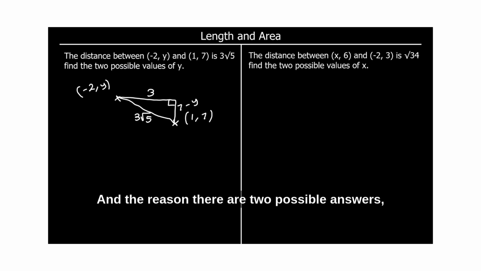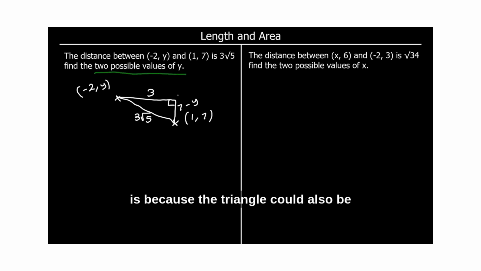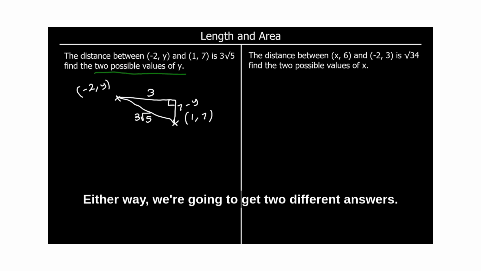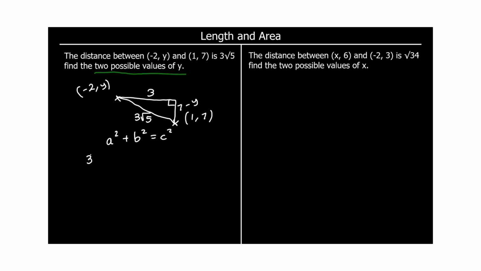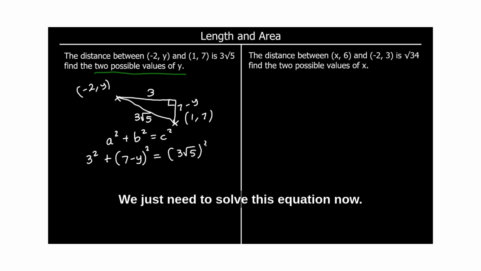And the reason there are 2 possible answers is because the triangle could also be up here and still have the same distance. So y take away 7 or 7 take away y. Either way, we're going to get 2 different answers. Pythagoras is a squared plus b squared equals c squared. So now we've got 3 squared plus (7 minus y), or (y minus 7), squared, equals (3 root 5) squared. We just need to solve this equation now.